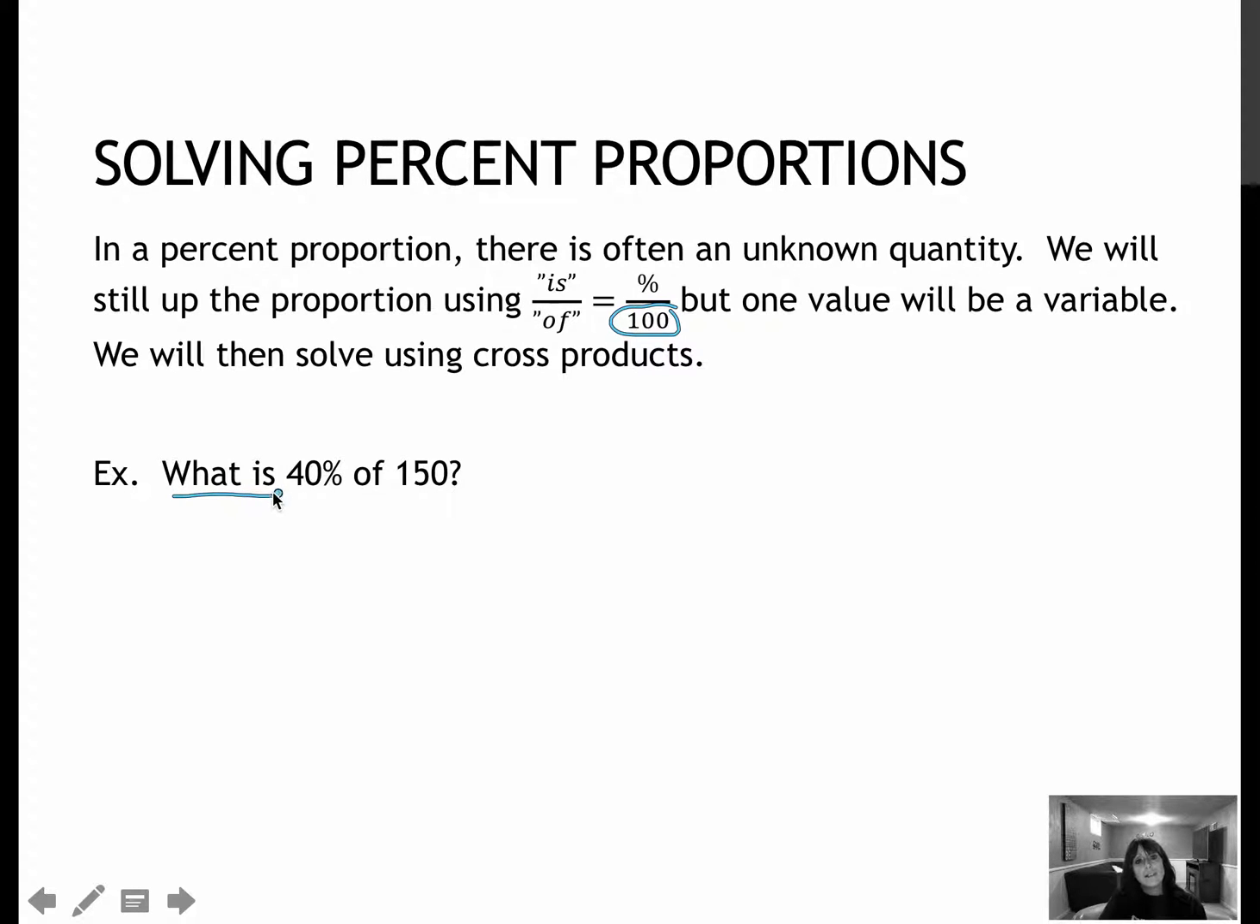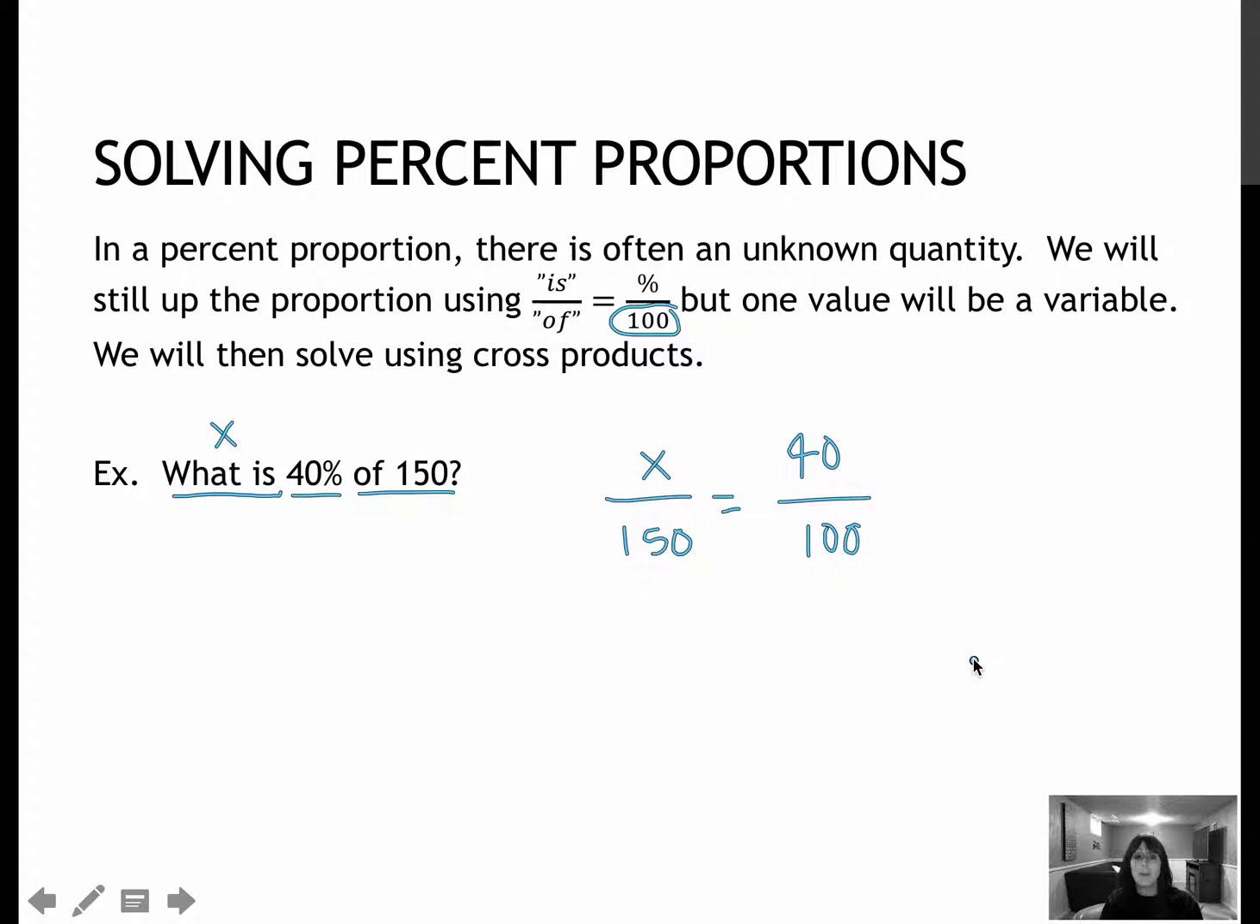What is 40% of 150? So if I'm using this is over of, percent over 100, let's see what would go where. It says what is. Well, what does what mean? It means I don't know. That's the x. So the is is the part. That's what I don't know. 40% is, of course, my percent, always going over 100. And then of 150, right there. So this is my percent proportion.